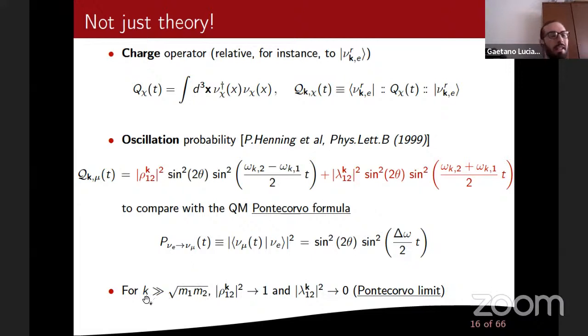Because if we consider the momentum K much higher than the scale given by the two masses of the massive fields, M1 and M2, one can show that this coefficient goes to unity, this coefficient λ goes to 0, so this contribution disappears. This is 1, and we exactly recover the standard Pontecorvo formula. So we can simply say that the quantum mechanical Pontecorvo formula is the relativistic limit of the full theoretical formula.